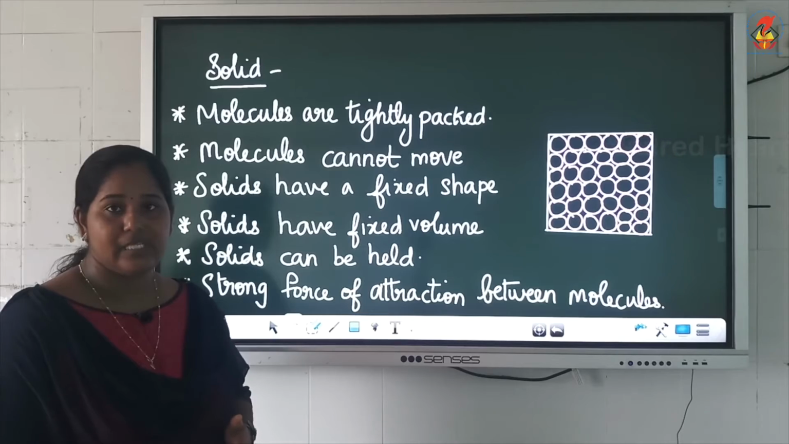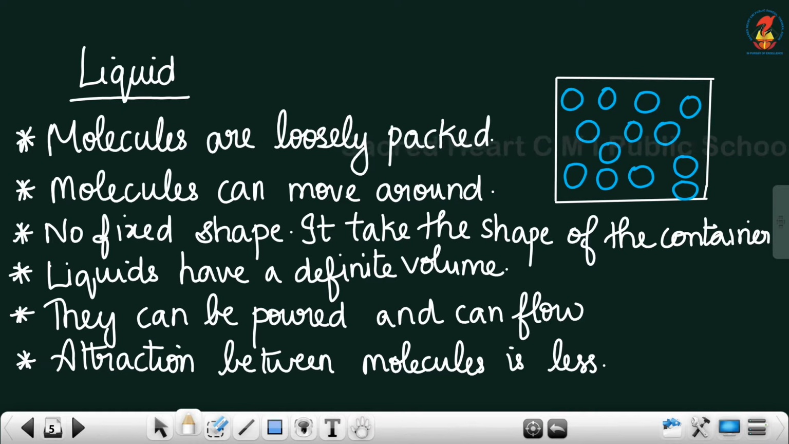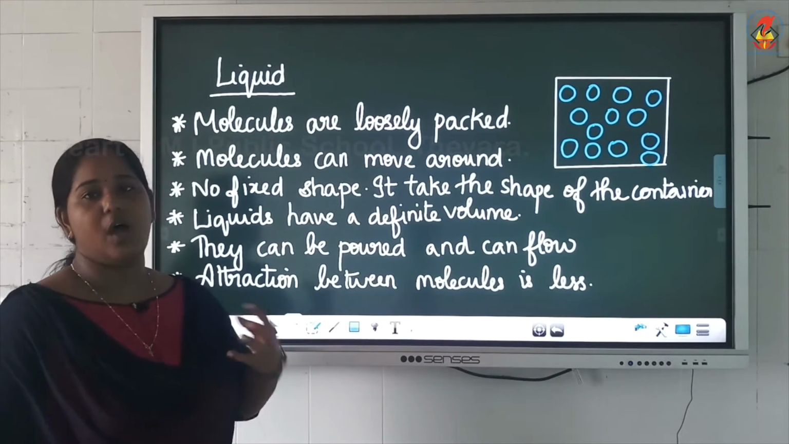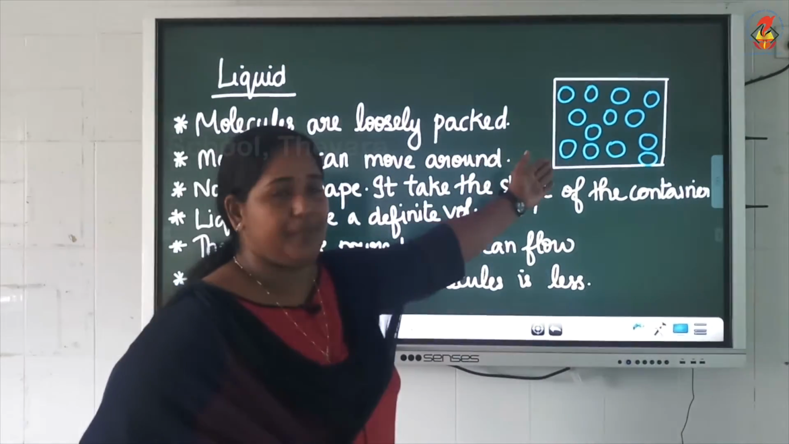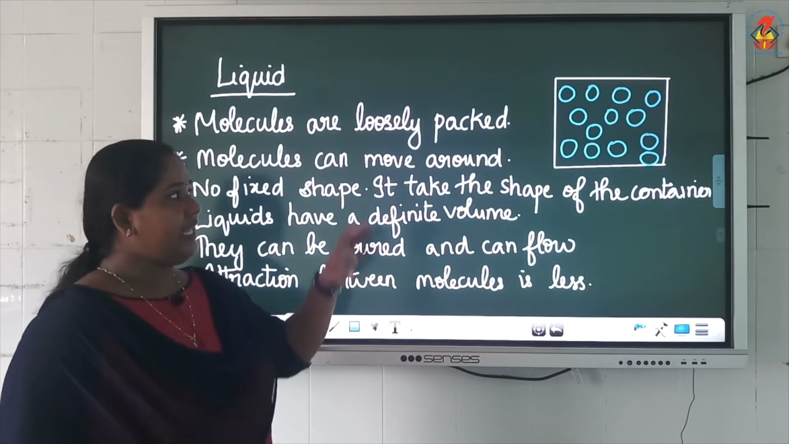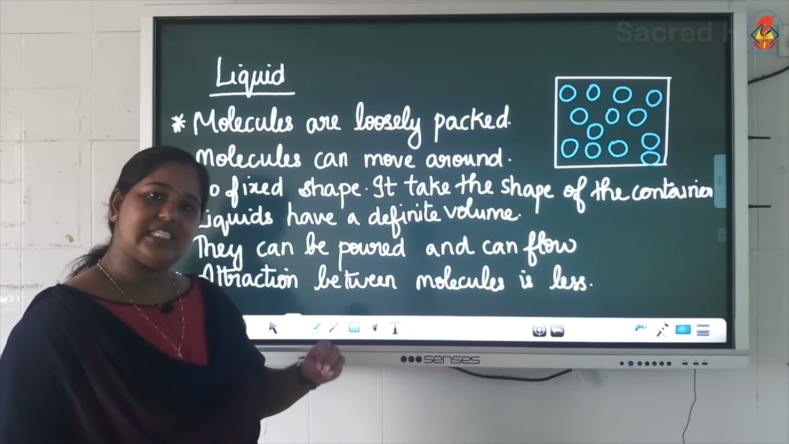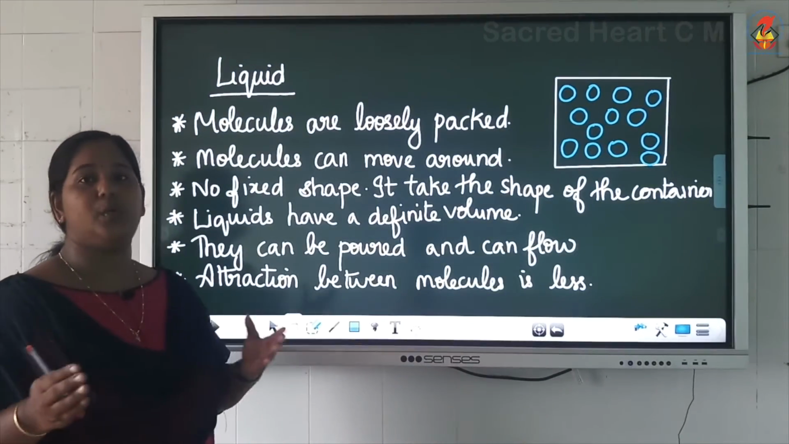Is it clear? Now we are moving on to the next state of matter, liquid. In liquids, the molecules are loosely packed. Loosely means compared to solid, it is loosely packed. It is clear from the picture. You can see space between the molecules. That is called intermolecular space or interstitial space. Space between two molecules. So there is some space between the molecules, and that is why they have less force of attraction compared to solids.